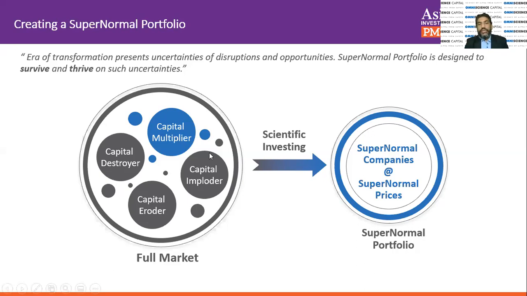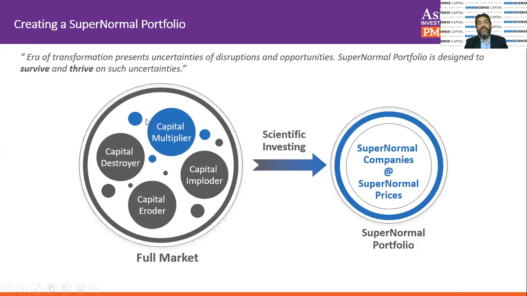So that is what we call capital imploders: when a good company's price is too high. It is probably a supernormal company, but not available at a supernormal price. It's at a huge premium. So if you take these companies out as well, the capital imploding events in your portfolio are reduced.